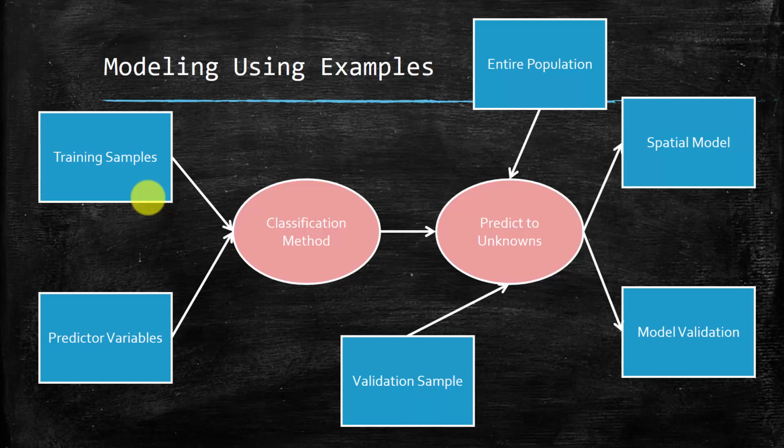It's also very important to try to validate your model to assess how accurate it is, how good of a job it's doing. So we generally do that by comparing the model to randomized validation samples. So using our population and our validation samples, we can validate the model and make a spatial map output.